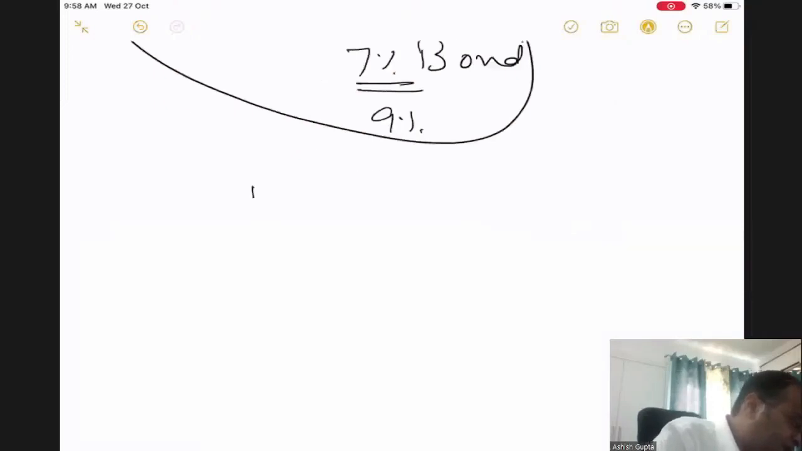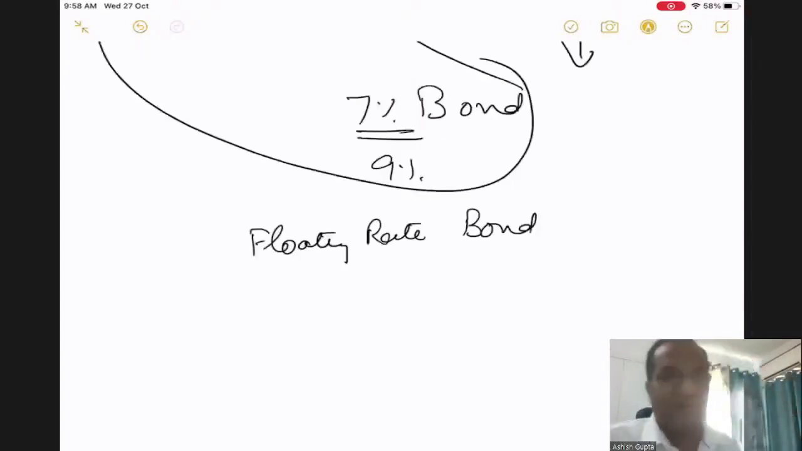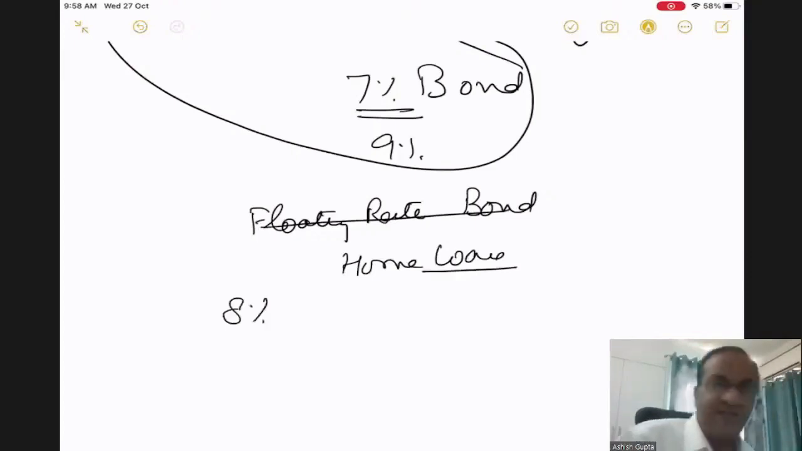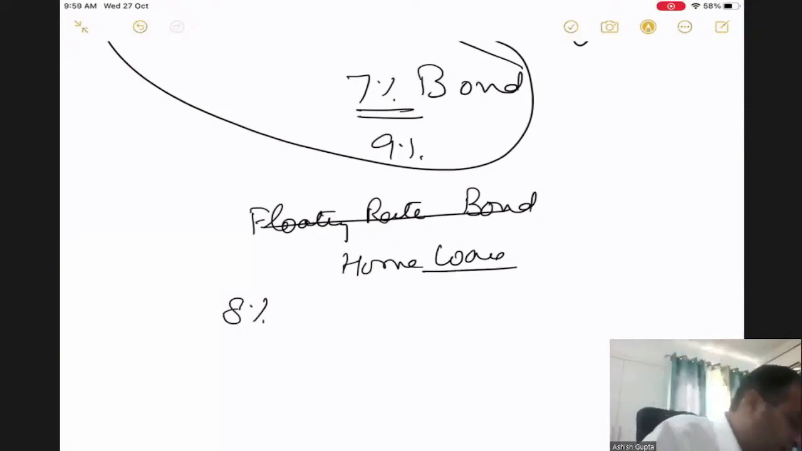Now if I say floating rate bonds, suppose I am given the choice, and this especially happens in the case of home loans. The bank may give you the choice. Taking the case of a home loan will be more appropriate: the bank is giving me the choice that you can take a home loan at 8%, or you can take it at a floating rate.